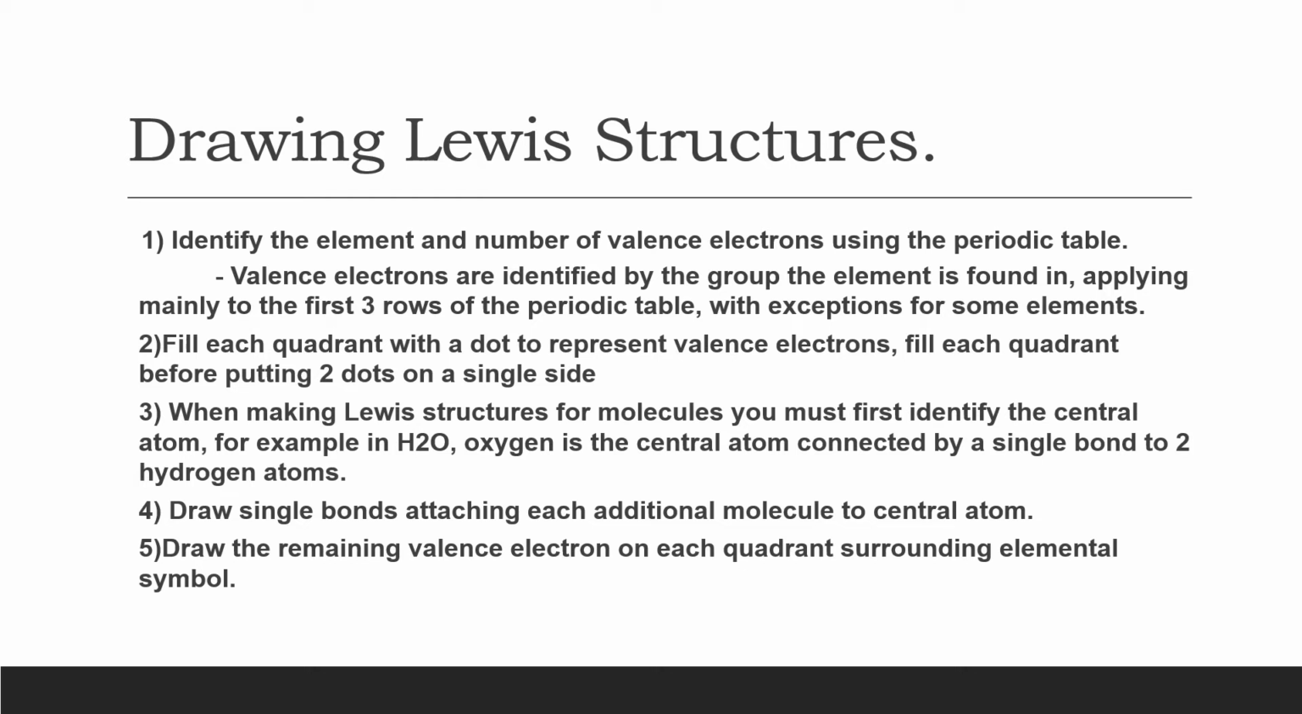Before filling one quadrant with 2 dots, you must first fill in each quadrant on every side with a single dot. When making Lewis structures for molecules, you must first identify the central atom. For example, in H2O, water, oxygen is the central atom connected by a single bond to 2 separate hydrogen atoms. You then draw single bonds attaching each additional molecule to the central atom. After this, you draw the remaining valence electrons on each quadrant surrounding each elemental symbol.